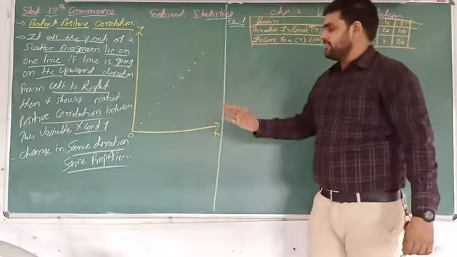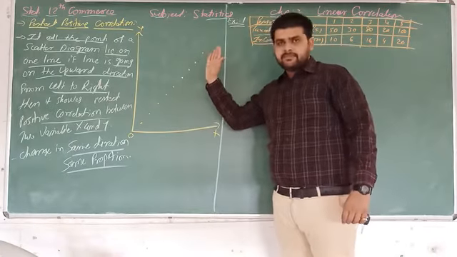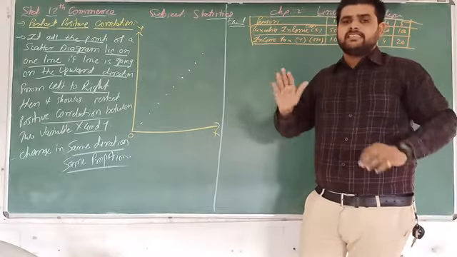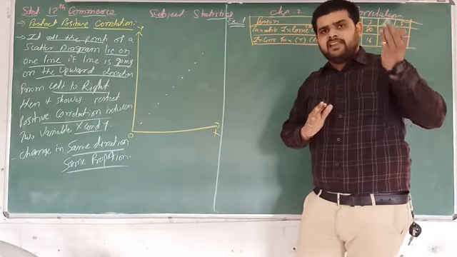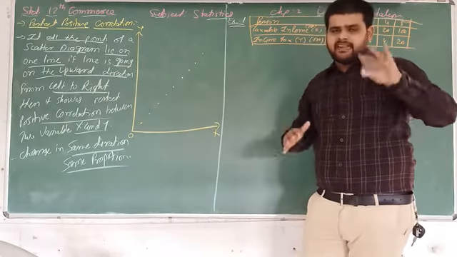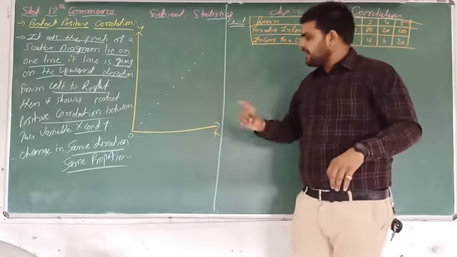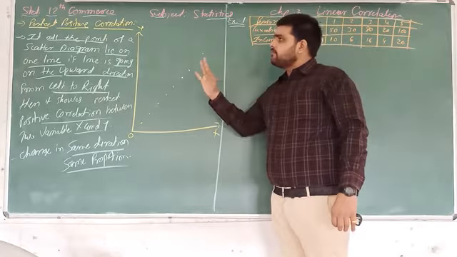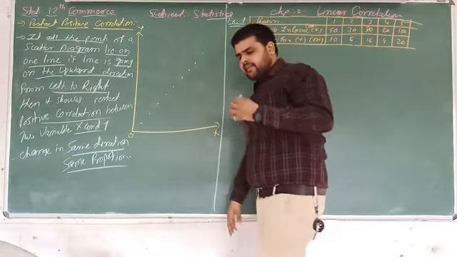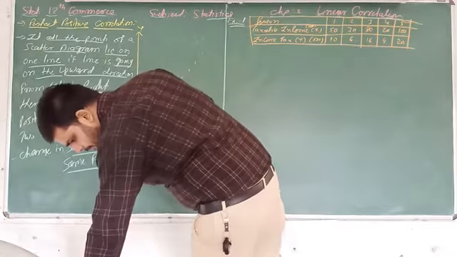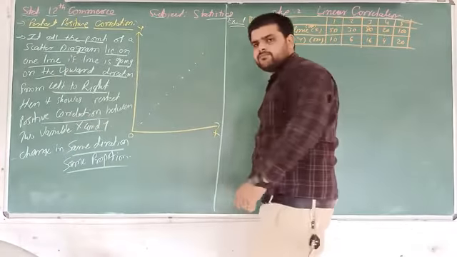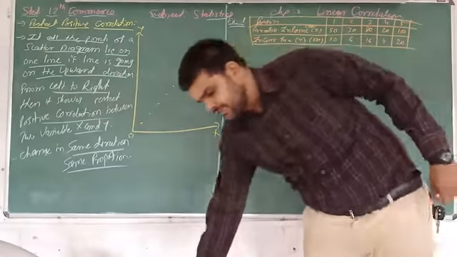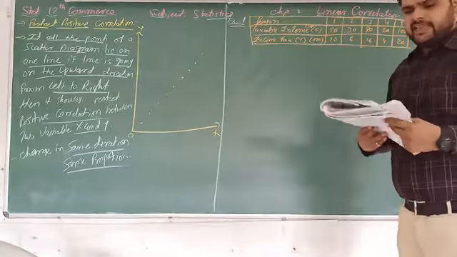As studied in perfect correlation, the same direction is there. If one increases, the second also increases. If one decreases, the second also decreases, in the same proportion. So this is the perfect positive correlation. Now we will take one example related to perfect positive correlation. So here, what is example number 1 that we are going to study?